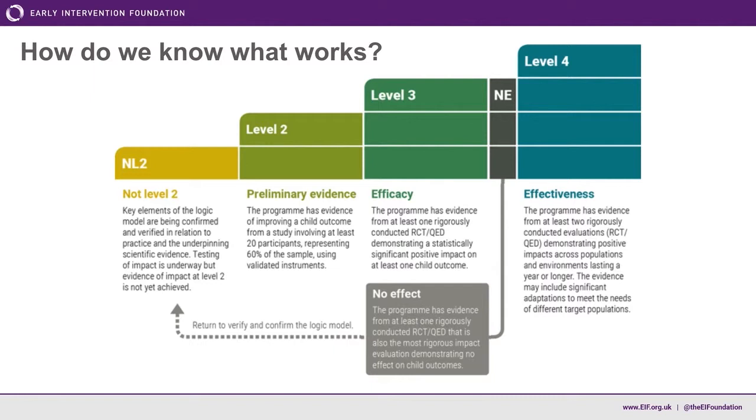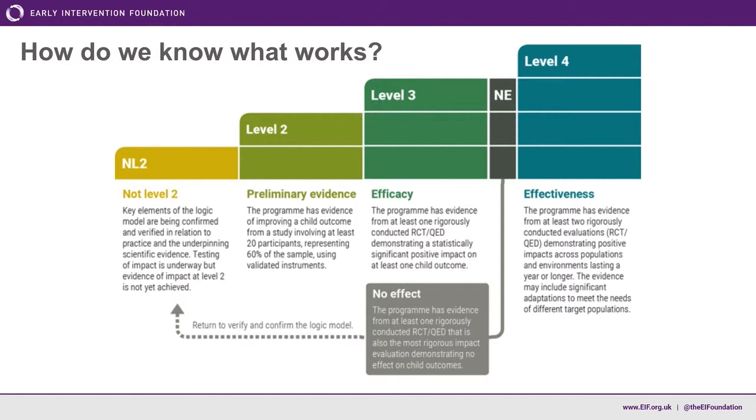The EIF standards are expressed in terms of 5 discrete ratings, starting with not level 2, or an NL2 for short, and then running numerically from levels 2 to 4. A 5th category, no effect, is reserved for interventions that have been shown through rigorous evaluation not to have improved any important child outcome consistent with the 7 identified in the previous slide. Our 10 Steps framework breaks down these 5 levels into a set of achievable evaluation steps developers or commissioners can take to establish an intervention's evidence base.